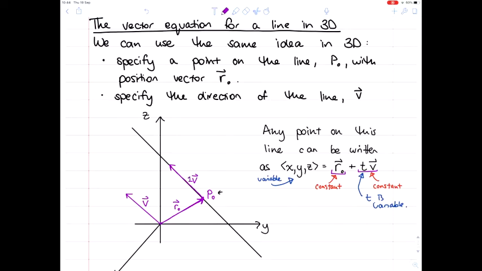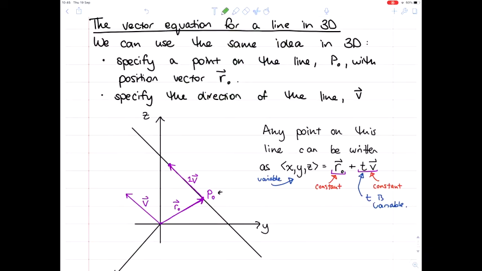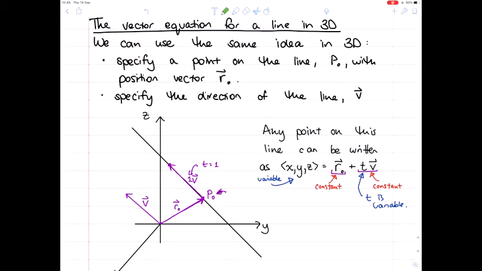So in this case I've added plus 1 times v, and that will give me another point on the line. On the other hand, before I do that, this is saying t is equal to 1. If t is equal to 0, then I just end up at point P naught. If I, for example, take t equal to minus a half, then I start out from my point P naught and I go in the opposite direction, like that, and I end up with this point over here. So this is saying t is equal to minus a half.